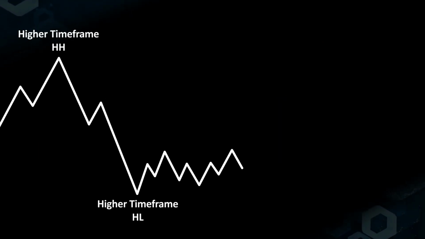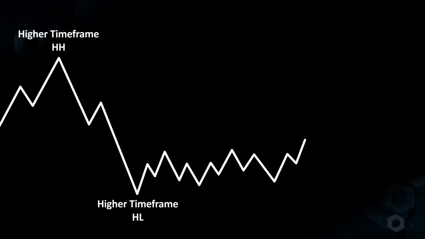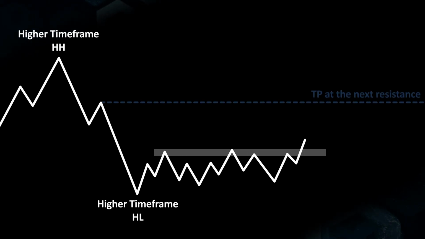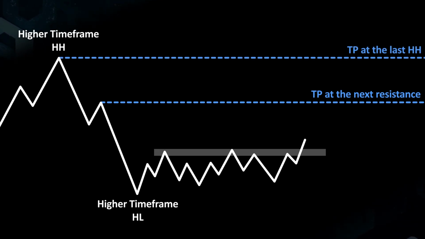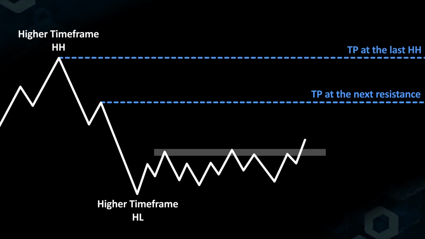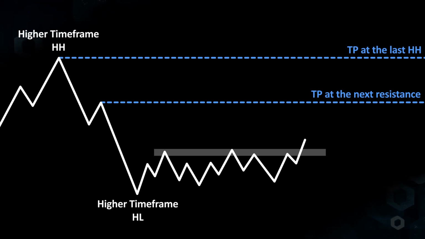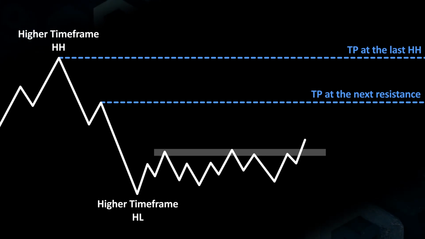Now, let's move on to our exit rules, which are crucial for managing our trades effectively and maximizing profits. As an exit rule, we'll set our take profit level at major support or resistance areas. These areas act as significant price barriers and can potentially halt the price's movement or trigger a reversal.